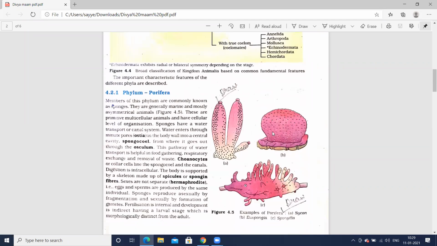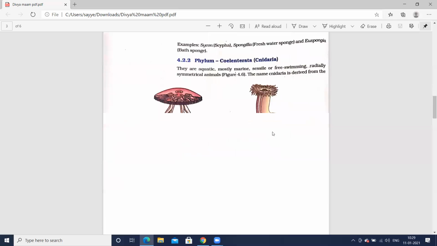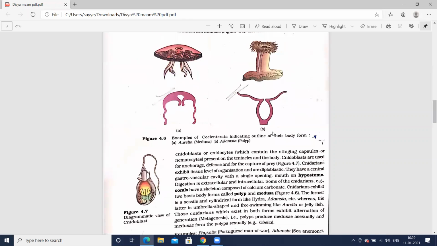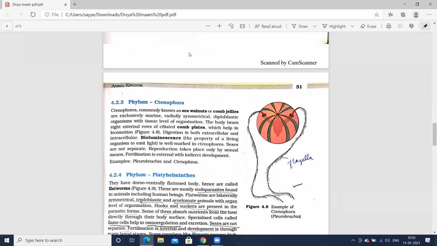Identify quickly which phylum this is. Please see the pictures. Sycon, Spongilla. Porifera. Let me move on to this. This is which phylum? Coelenterata. This one is polyp or medusa? Polyp. This one is polyp or medusa? Medusa. Perfect.